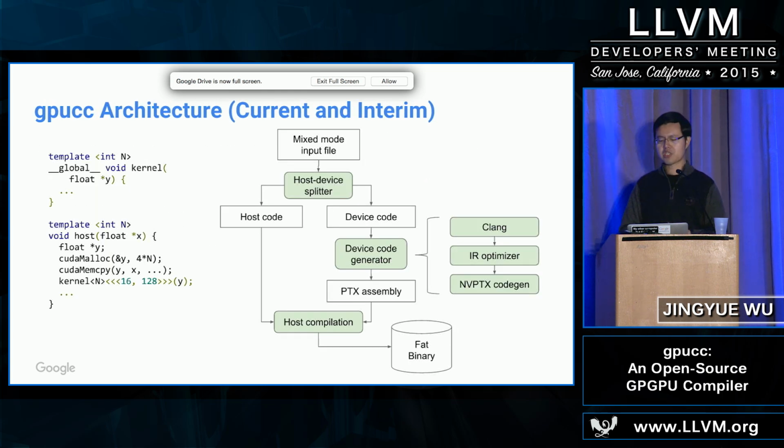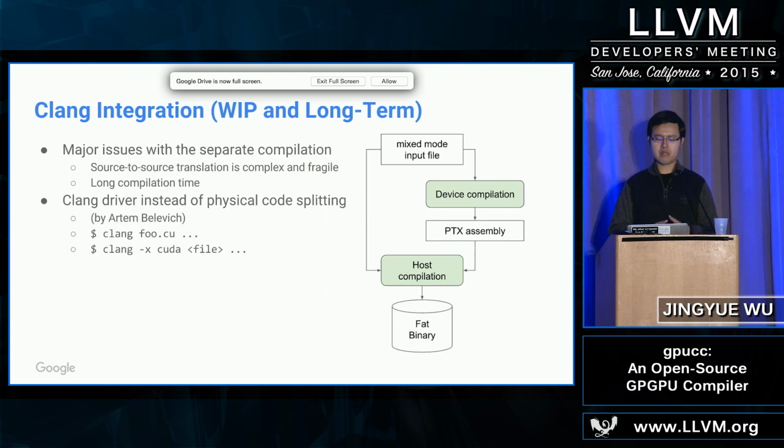So this architecture has been working for quite a long time, but it has issues. The most important issue is the splitter uses source-to-source translation, which can be complex, which is actually very complex and fragile. A lot of bugs go into that component. And the second reason is the compilation time is going to be long, because you need to parse the source code 3 times, once by the splitter, and once by host compilation, and the third time by device compilation.